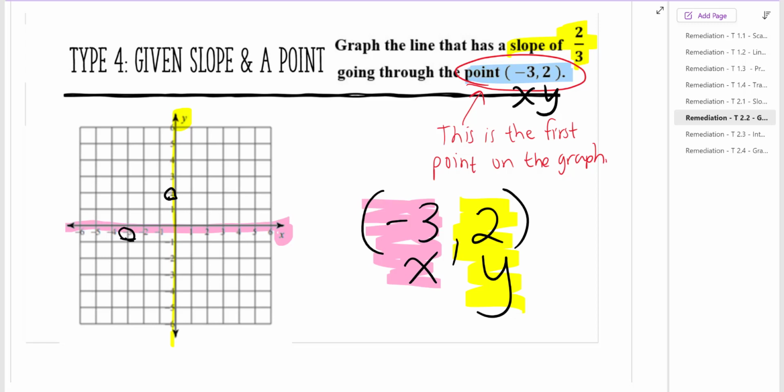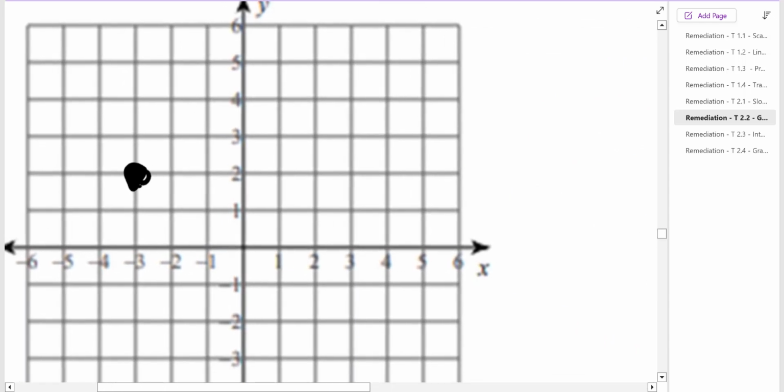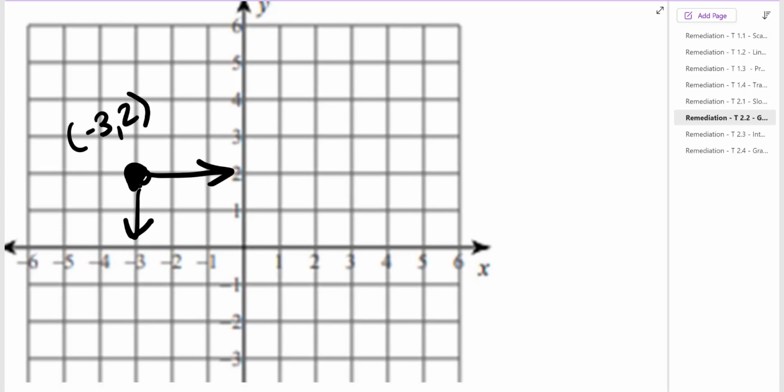Okay, so they need to meet. Los dos números necesitan conocer. So they're going to meet right here. Okay, so this point is negative 3, positive 2. So este punto significa negativo 3 y 2 porque x es negativo 3 y y es 2.